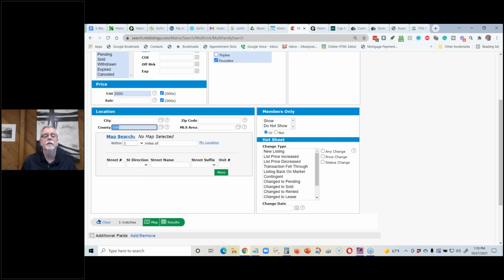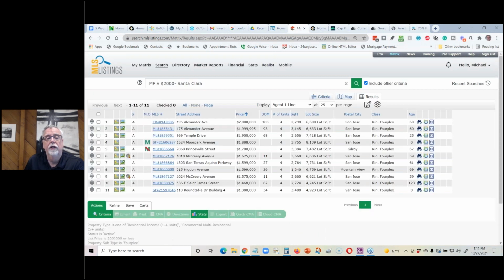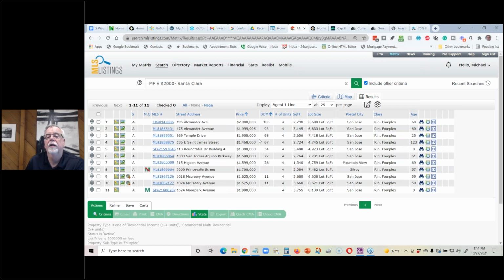Oh, that's not the right one. All right. 11. Notice how it went down from over 300 to 11. You can just get the idea. Prices are a little bit higher in Santa Clara County, but I'm using this one because I know it. So this is what we get. These are the 11 fourplexes that are for sale for under $2 million. Look at the days on market on some of these: 185, 93, 68. The market is sometimes a little slower.